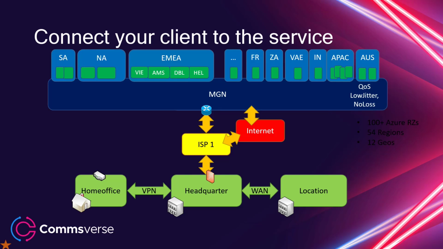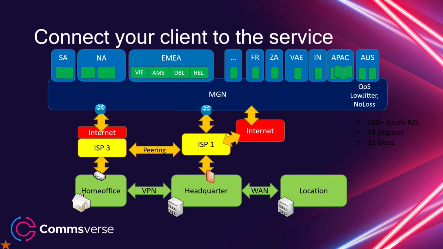The global network is worldwide spanned, and Microsoft promises it's QoS managed, it has low jitter, it has no packet loss. Come on, no packet loss. That's a challenge. And we have to know that our home office is using another ISP. And even my remote location is using another ISP. And that makes the thing more complex.